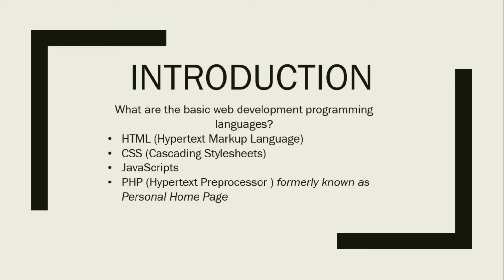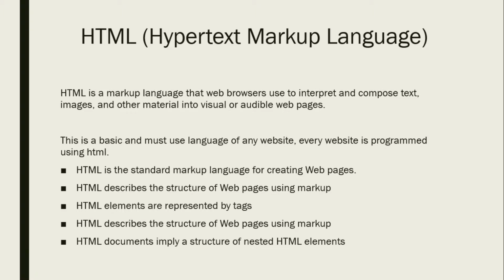So HTML is a markup language that web browsers use to interpret and compose text, images, and other materials into visual or audible web pages. HTML is the basic and most used language of any website. Every website is programmed using HTML. As you see online these days, most big websites like Facebook, Google, YouTube, and so many other big websites, you find they are programmed using HTML as a basic structure for their website, for their pages.